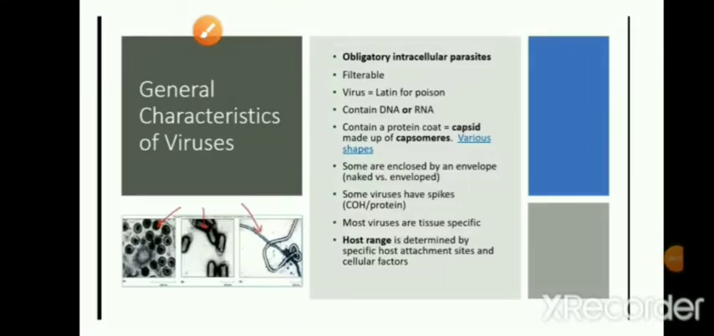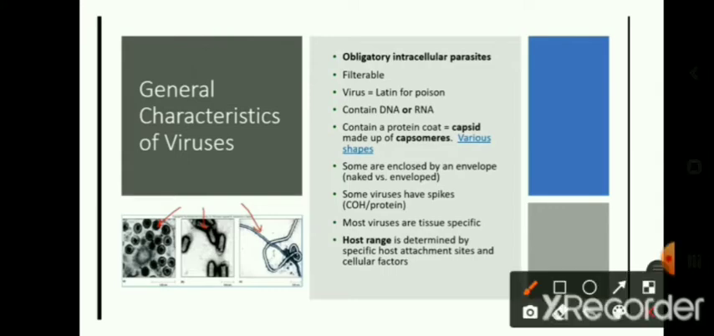And general characteristics of viruses. Viruses have different sizes and shapes. This is a round shaped virus, and this is a round shape, and this is a coil type virus. Each virus is an obligatory intracellular parasite, and it is filterable. In Latin, virus means poison. It contains DNA or RNA, and not both.